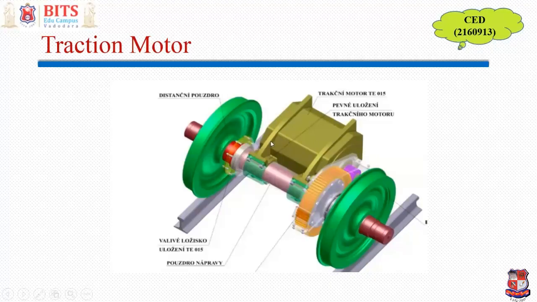The motor is mounted on the axle as shown. It is supported in this frame, and it is connected to the axle through gear. So it is on the bottom side of the locomotive. So this is our traction motor. I hope you can see that. This is the axle. These are the wheels, and this is the gear.